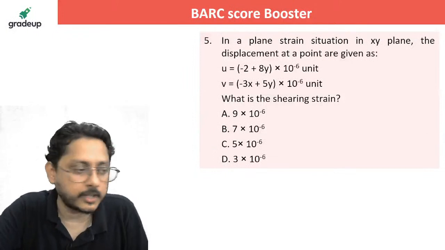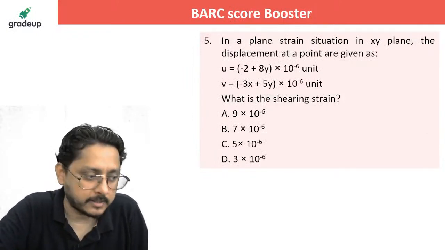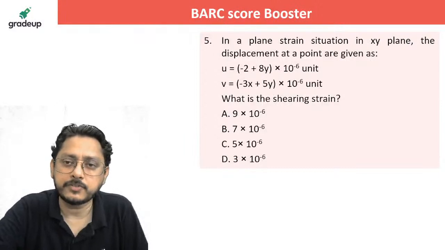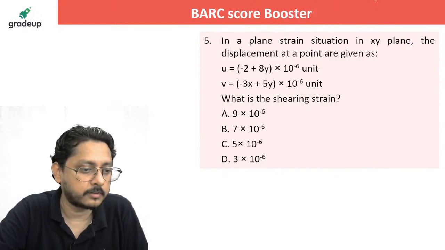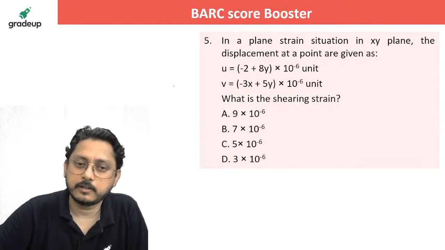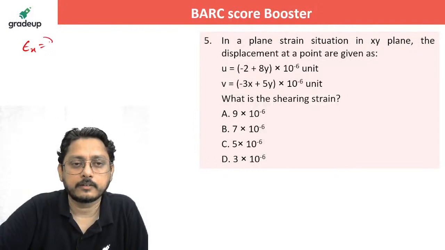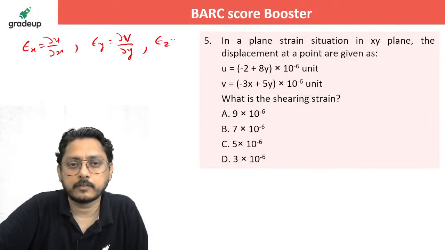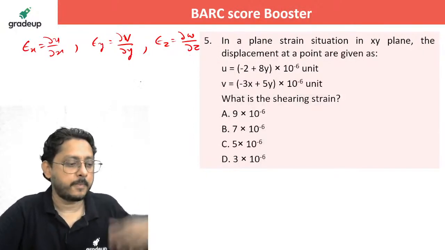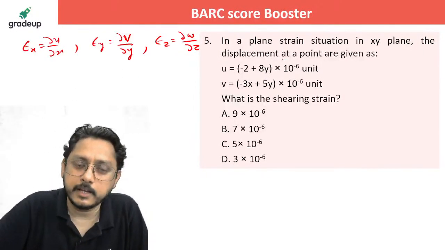In a plane strain situation in xy plane, the displacements at a point are given as follows. Which one is correct here? What is the strain displacement relation equation? Do you remember that? Now he's asking in plane strain, that is gamma xy.